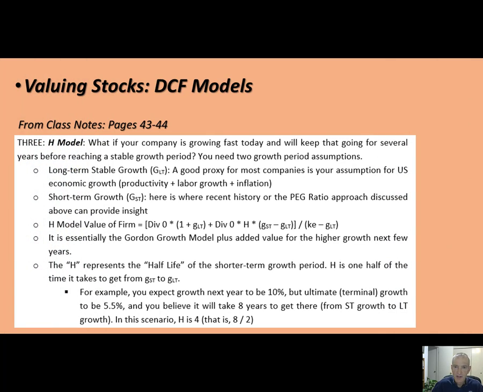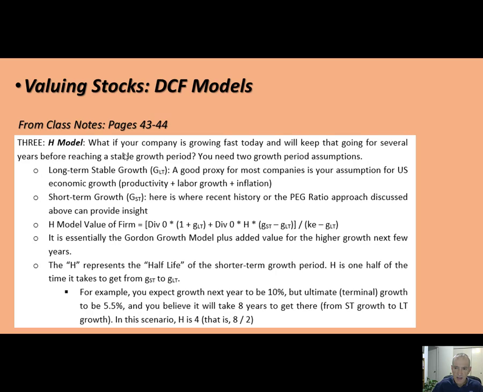The first one is the H model. The H model is primarily for fast-growing companies, maybe a tech company. It could be for an unusually slow-growing company that is having a period of negative growth, then gets back to normal. But you're looking for a firm that either has abnormally high growth for a short period of time, followed by stable growth, or unusually low growth for a period of time, followed by normal growth. The term I like to use is terminal growth, that growth when they become a normal company again.